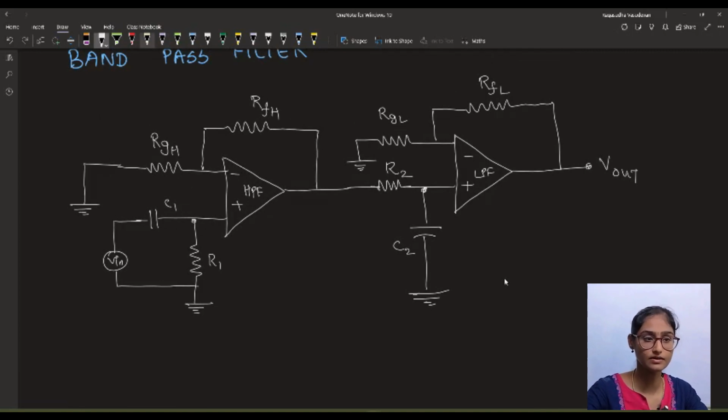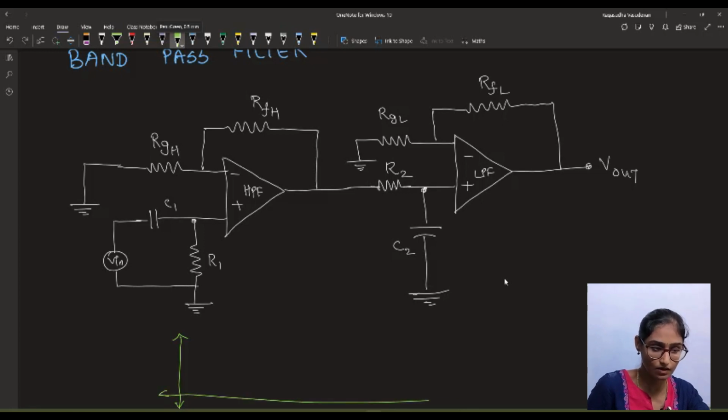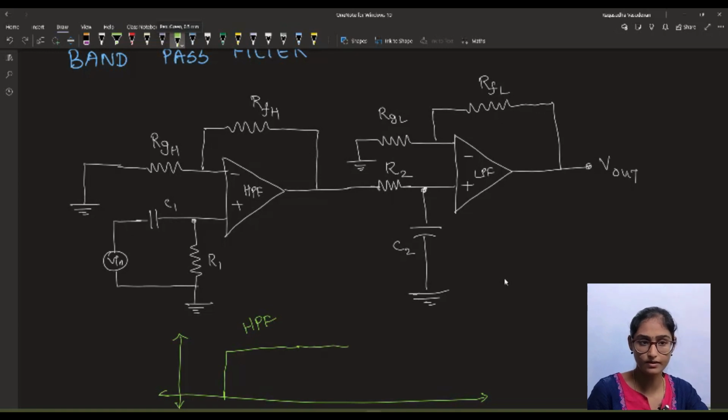We are just connecting one high pass filter to a low pass filter, because in a band pass filter what happens? We will have two bands. One is the pass band and one is the stop band. So this high pass filter will pass the signals above a certain frequency. And what will happen to the low pass filter? This will reject the frequencies which are higher than one frequency, because it allows only lower frequencies from this output.